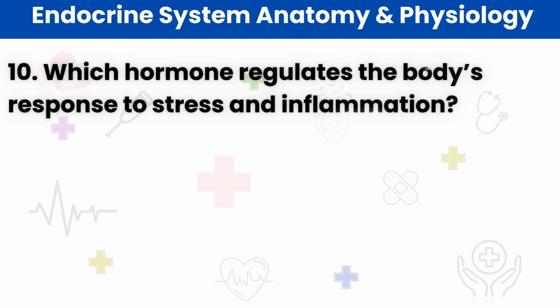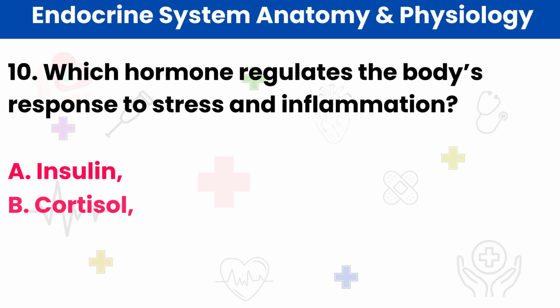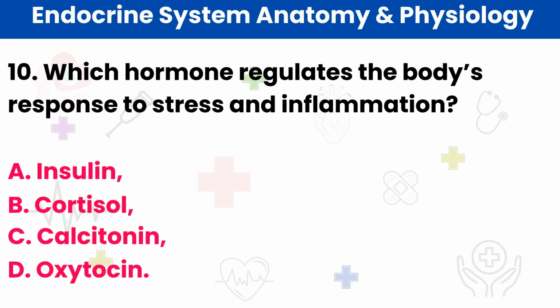10. Which hormone regulates the body's response to stress and inflammation? A. Insulin. B. Cortisol. C. Calcitonin. D. Oxytocin.